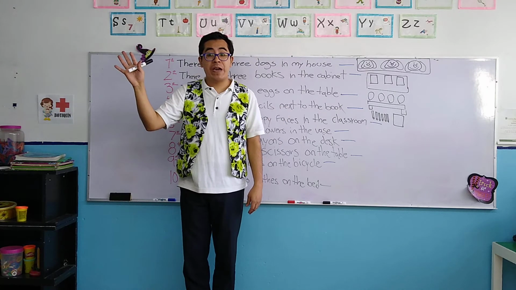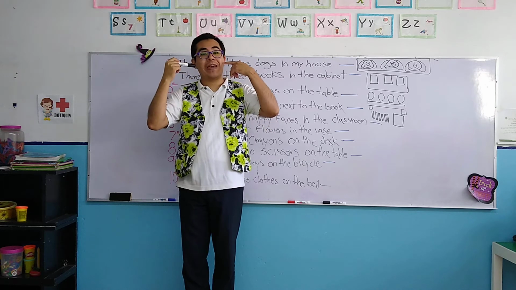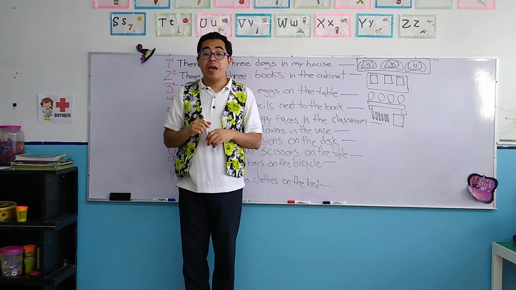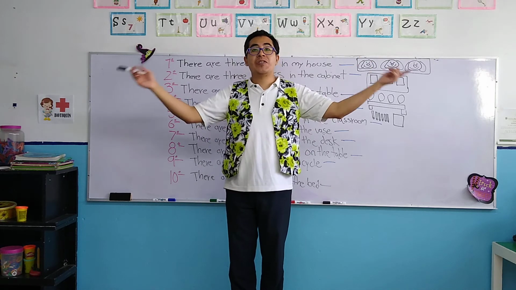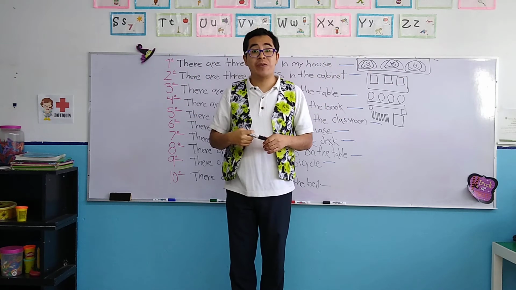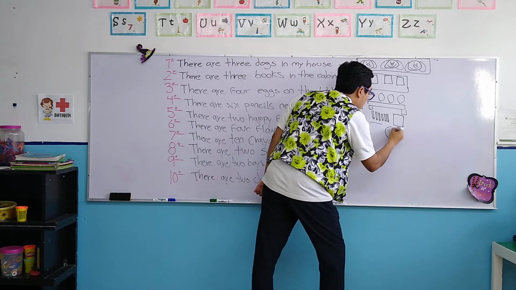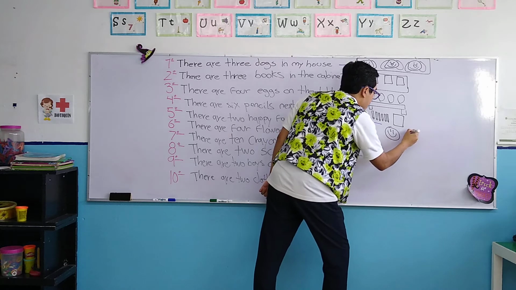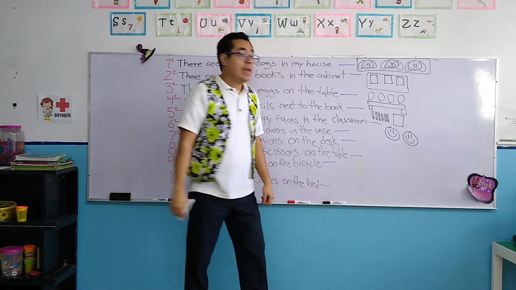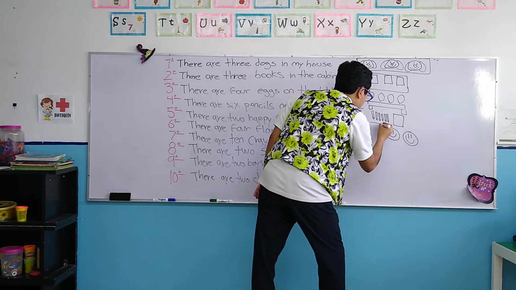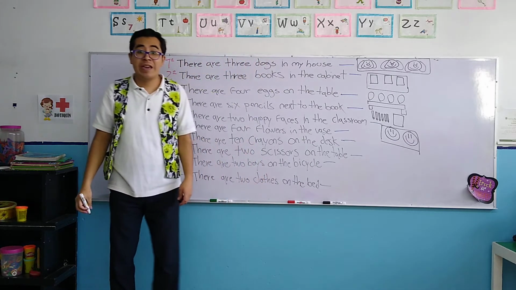We have happy faces. Remember, happy, sad. We want happy faces. And the second object is classroom. Right here, where the teacher is standing, is a classroom, un salón de clases, okay? So, two happy faces in the classroom. We can make a rectangle simulating the classroom, okay?